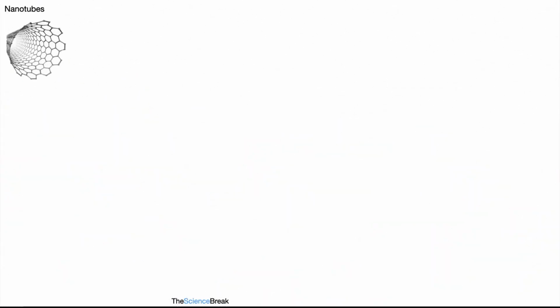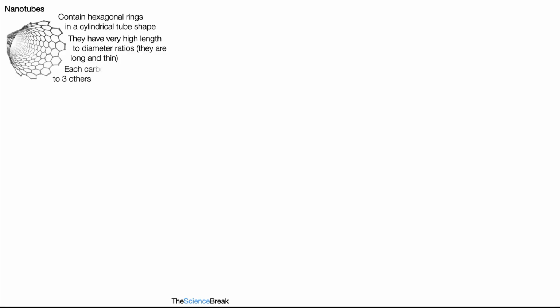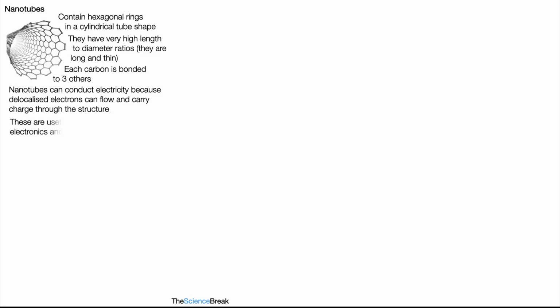Let's take a look at nanotubes. These also contain hexagonal rings, but this time in a cylindrical tube shape. Nanotubes have very high length to diameter ratios, in other words, they are long and thin. Each carbon is bonded to 3 others, and nanotubes can conduct electricity because there are delocalized electrons that can flow and carry charge through the structure.